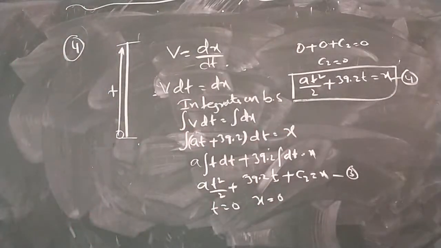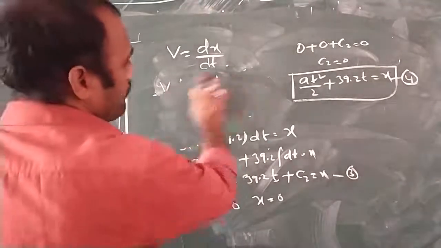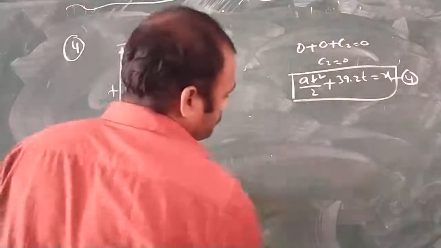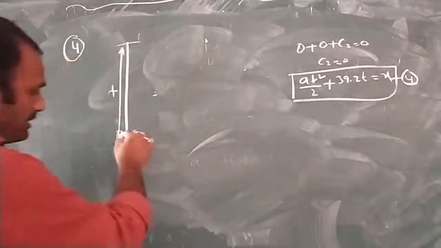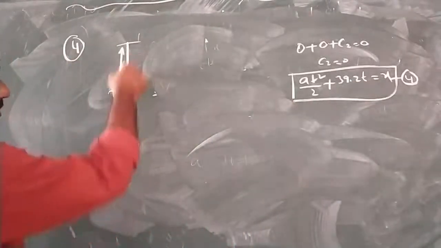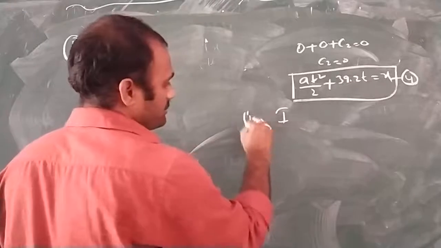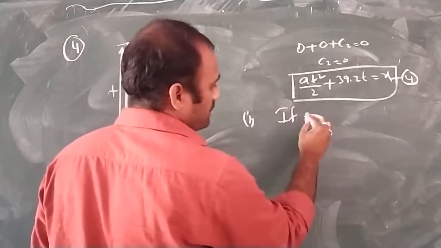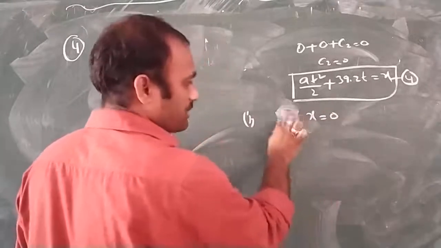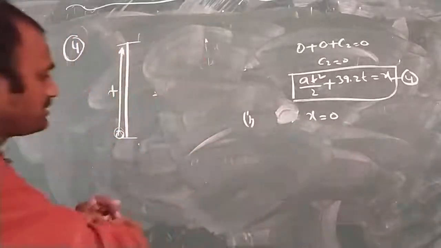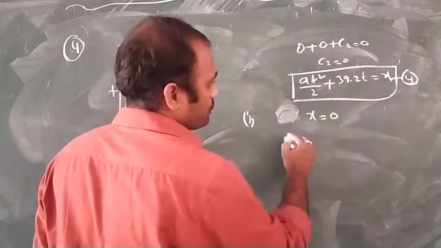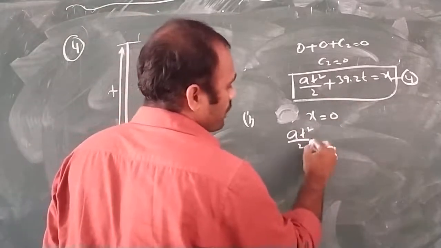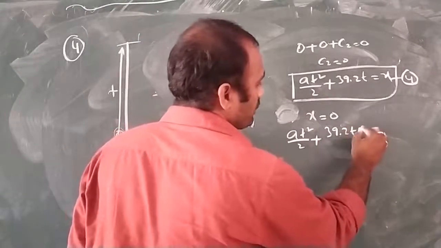The first question is asking how long it will take the ball to strike the ground. In order to get how long the ball is going to take for striking the ground, we need time. Since the ball is striking the ground, there is no distance at all. So displacement x is equal to 0, because the ball is striking the ground. If I substitute, I get a t square by 2 plus 39.2 t is equal to 0.